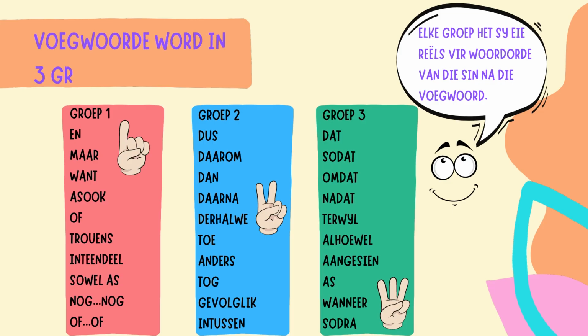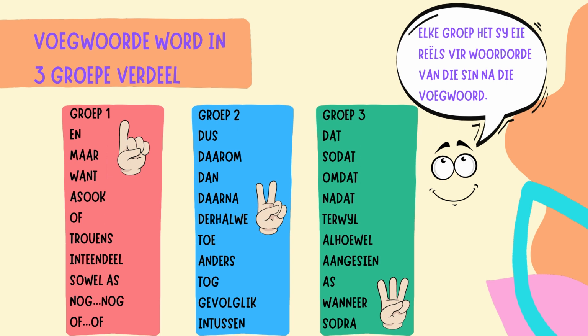In Afrikaans verdeel ons voegwoorde in 3 groepe. So in Afrikaans, we separate our conjunctions into 3 groups. The group in which the conjunction belongs will tell us what we need to do with sentence number 2. For example, in group 1, all of the conjunctions that belong to group 1 will follow the rule for group 1. In group 2, all of the conjunctions that belong to group 2 will follow the rule for group 2. In group 3, all of the conjunctions that are in group 3 will follow the rule for group 3. And remember, all of the changes will happen in the second sentence.